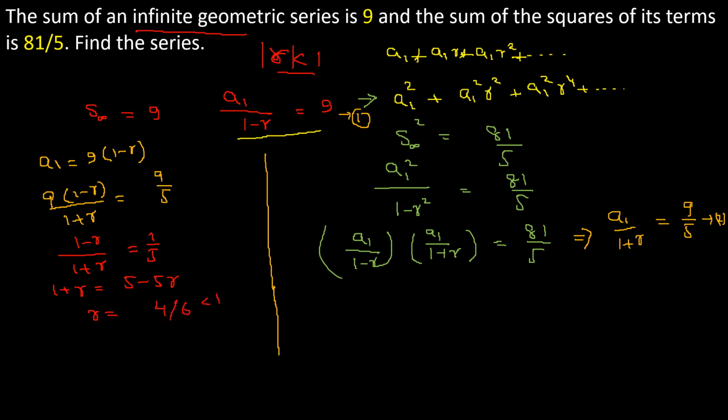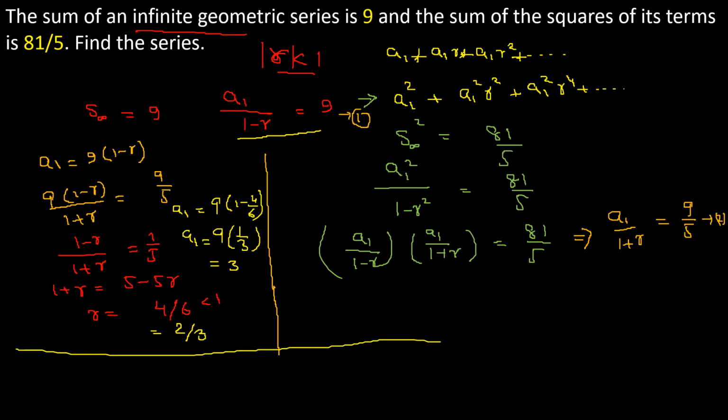So as r is now known, we can put this in either of the equations to get a1. So a1 will be equal to 9 into 1 minus 4 over 6, right? So which makes it 9 into 6 minus 4 over 6, which is 2 over 6, which is 1 over 3, which makes it 3. So the first term is 3 with the common ratio 4 by 6, which can be written as well as 2 by 3.